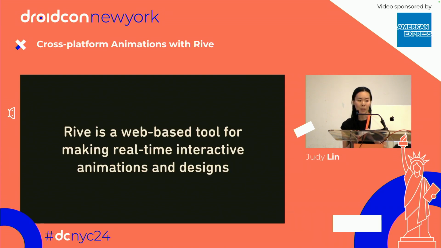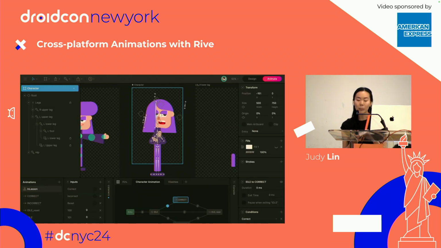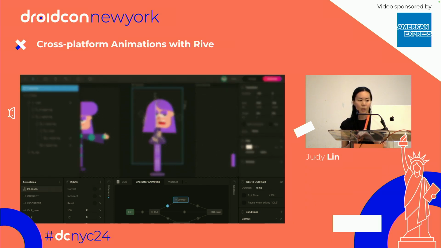Rive is a web-based tool for making real-time interactive animations and designs. A little peek at what the editor looks like. So animators, designers, or developers can use a collaborative editor to create motion graphics that respond to different states and user inputs. This particular animation has correct and incorrect states to indicate changes to the animation based on whether or not a user correctly answered a question.